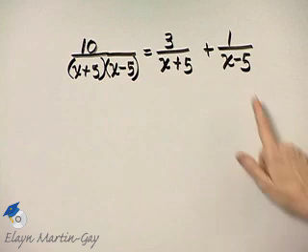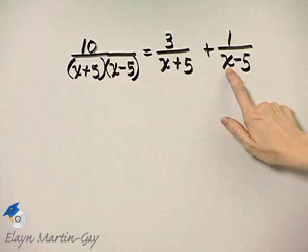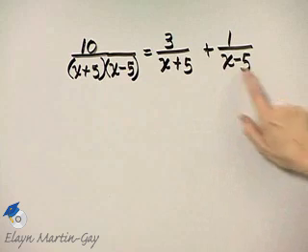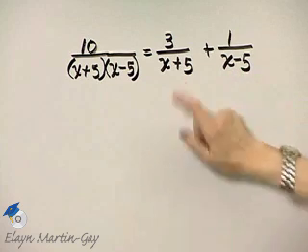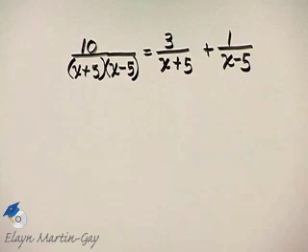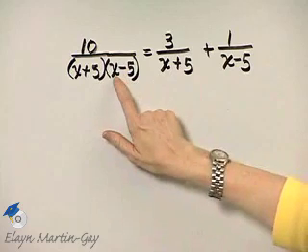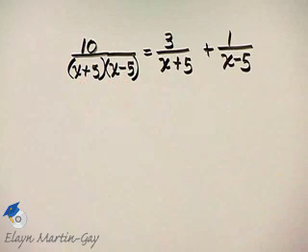Keeping in mind, by the way, that a solution cannot be 5. 5 makes this denominator 0. A solution cannot be negative 5. Negative 5 makes this denominator 0. Same thing here. x cannot be 5 nor negative 5. So remember that as we multiply through by the LCD, which is x plus 5 times x minus 5.